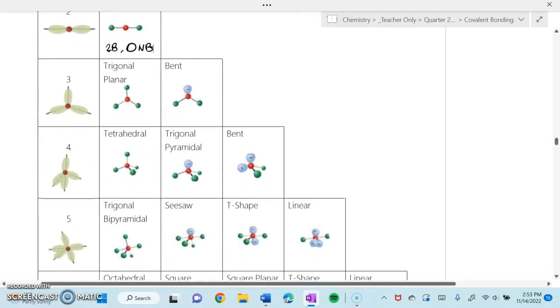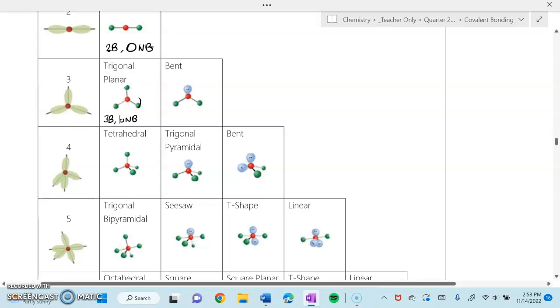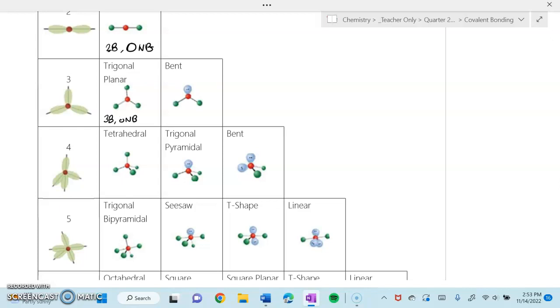If we enter into 3 electron regions, now we have options for there to be bonding or non-bonding regions. So let's continue with all of them as bonding first. This would be 3 bonding regions and 0 non-bonding regions. If that is the case, our shape is trigonal planar. That kind of looks like a peace sign, if you will. If I drew a circle around this, it would look like a peace sign or a circle cut into thirds.